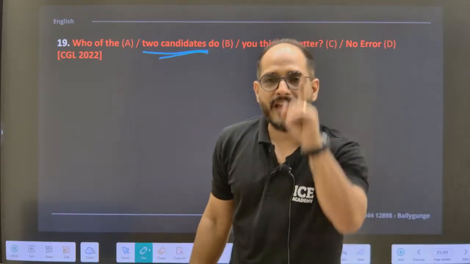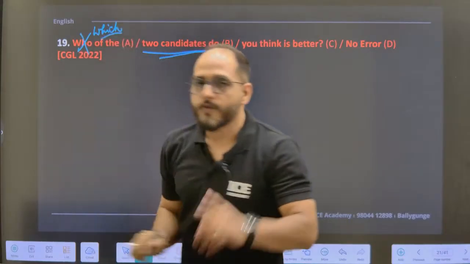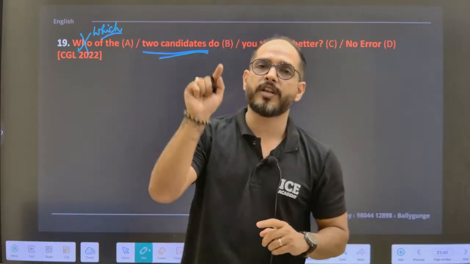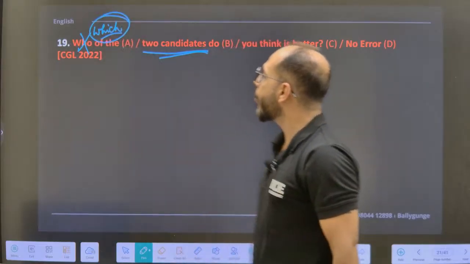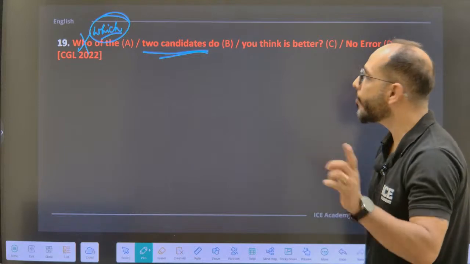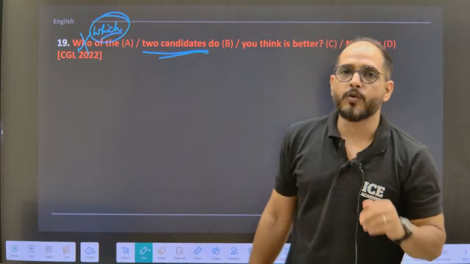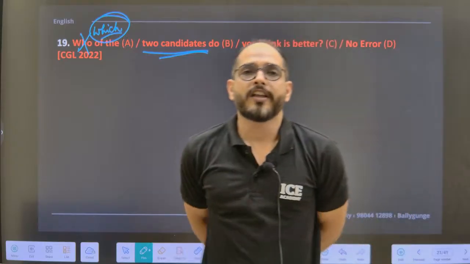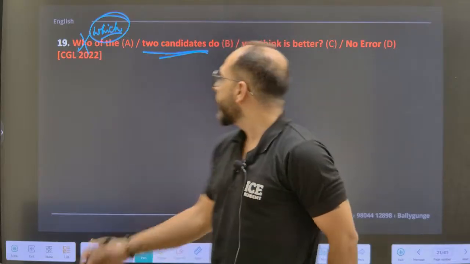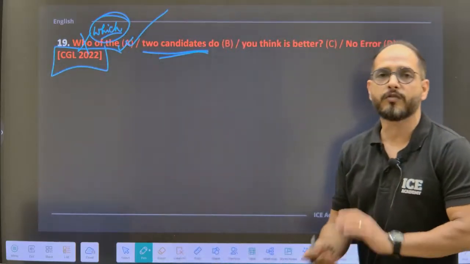Whenever there is a sense of choosing, we cannot use who in that sentence, we have to use which, even though which is used for non-living things and animals. Whenever there is a sense of choosing, we have to use which, never who. So, which of the two candidates do you think is better, not whom of the two candidates do you think is better. Here we cannot use whom, we have to use which because there is a sense of choosing. Remember, it is a very important rule. Even though who or whom is used for human beings, if there is a sense of choosing then we have to use which, not who or whom. So the error lies in the A part, and this is a question from CGL 2022, a very good question.